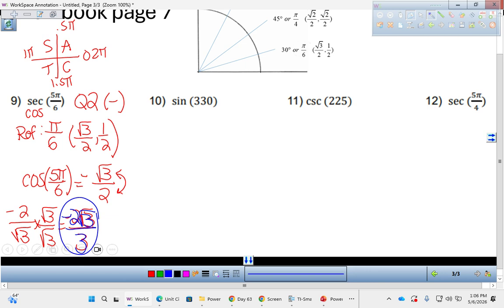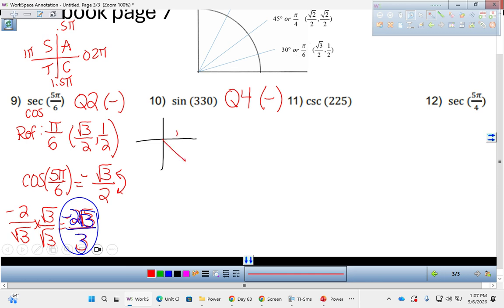All right, sine of 330. I want to think about what quadrant that's in. That's going to be a quadrant 4 angle. It's bigger than 270. It's less than 360. And I know cosine's positive in quadrant 4, which means sine is negative. Now I need to find my reference angle. It might help to draw a picture.